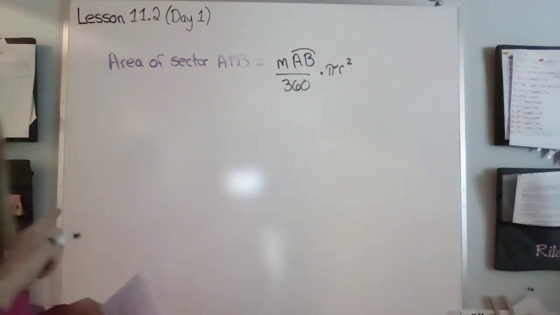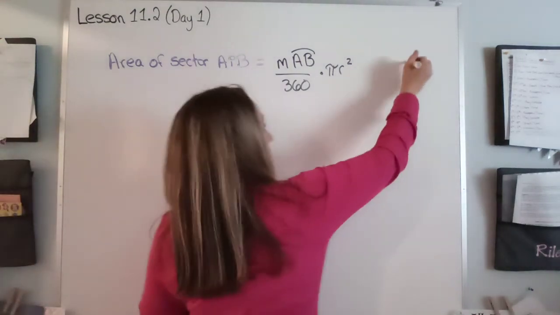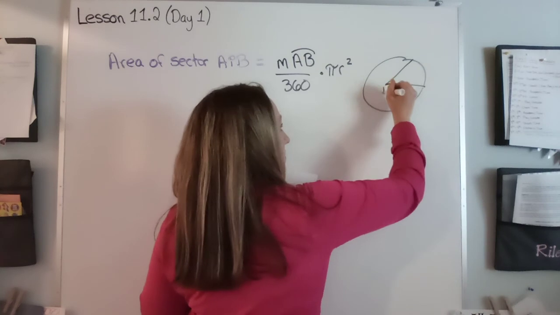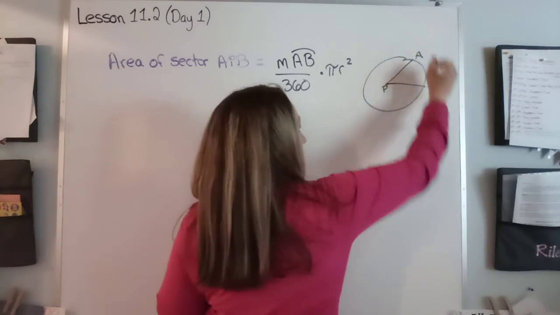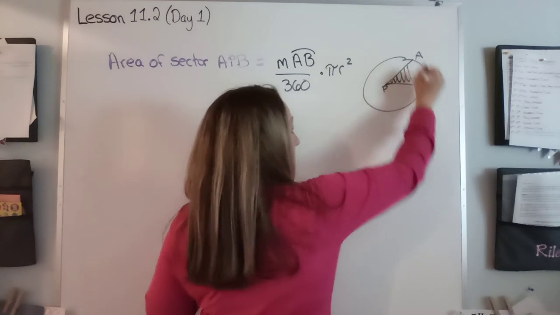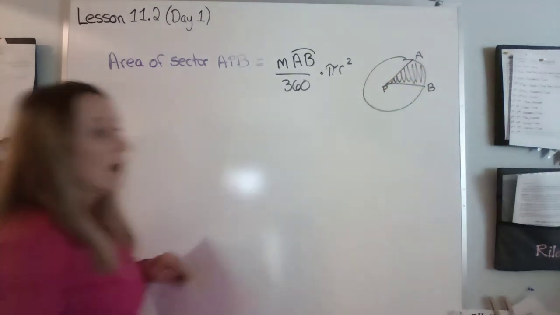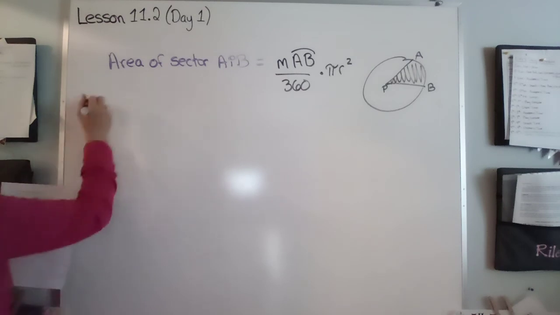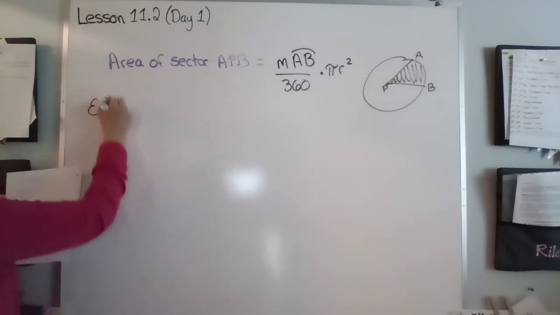Okay, and they're using these letters going along with this diagram. So again, if I'm trying to find the area of just this slice of pizza, I'm going to find what fractional part that slice of pizza represents of the whole circle, and then multiply by the area of the whole circle. All right, so the first example problem from your notes.